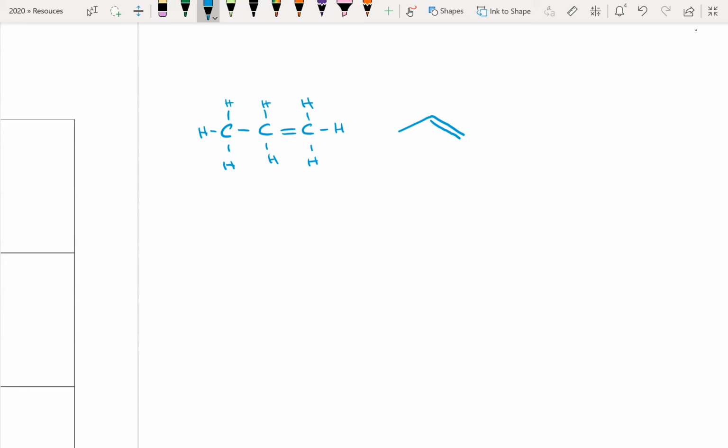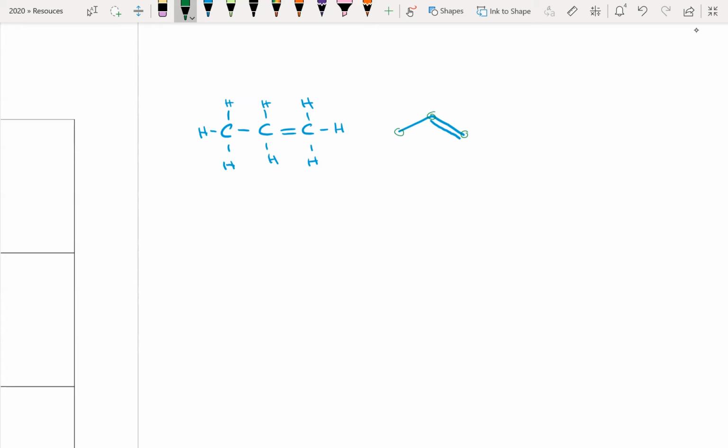Now, what we have here is each point represents a carbon. Okay, so this is a 3-carbon. This is propene, and this is propene. We don't need to number propene because propene can only ever be 1-propene, because of the lowest possible number. So there's propene in 2 different forms.